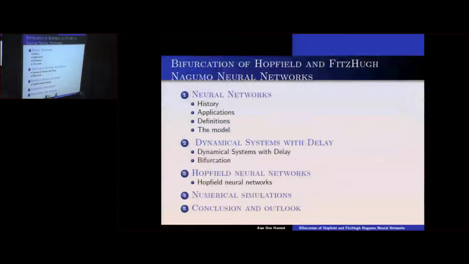So it's decomposed into four parts. The first part will present neural networks: some definitions, history, and applications. The second part is about dynamical systems with delays. The third part is about Hopfield neural networks, and the fourth part is about numerical simulations. Finally, we will close with a conclusion and outlooks.